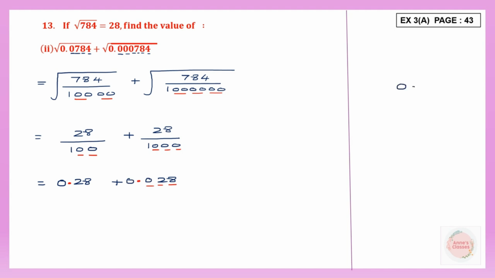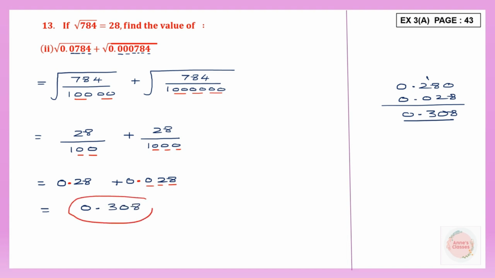So now we have to add up these two. Let's add up 0.28 and 0.028. So this is 8. 8 plus 2 is 10. Carry 1, 3. Then we have a point here, 0. So what do we have now? 0.308. So this is our final answer, 0.308.